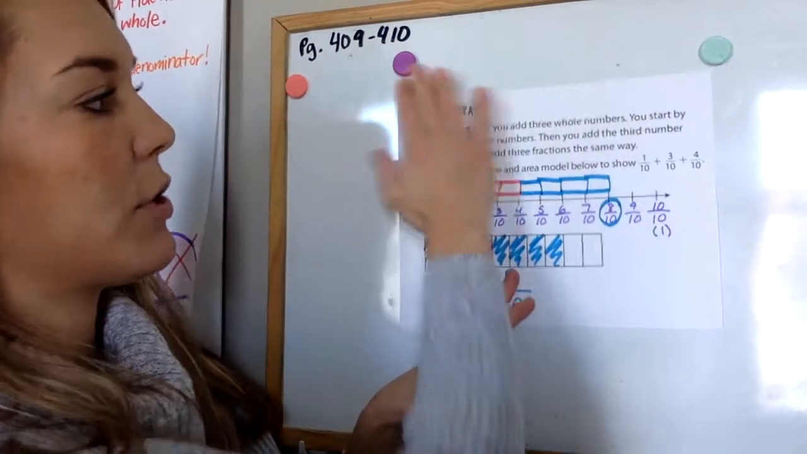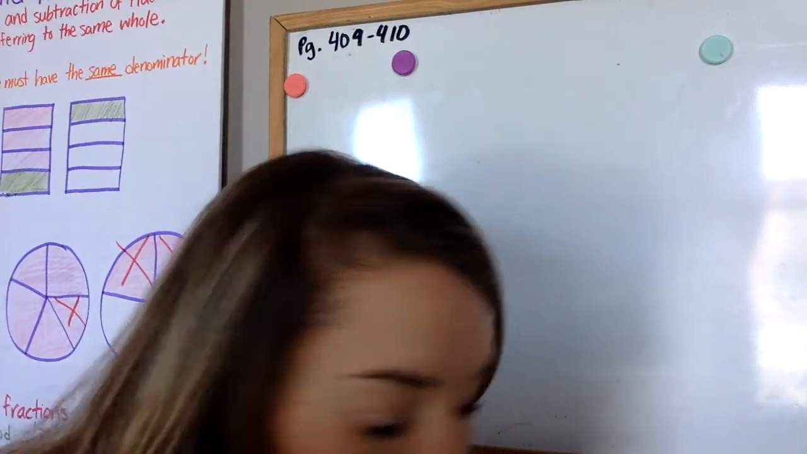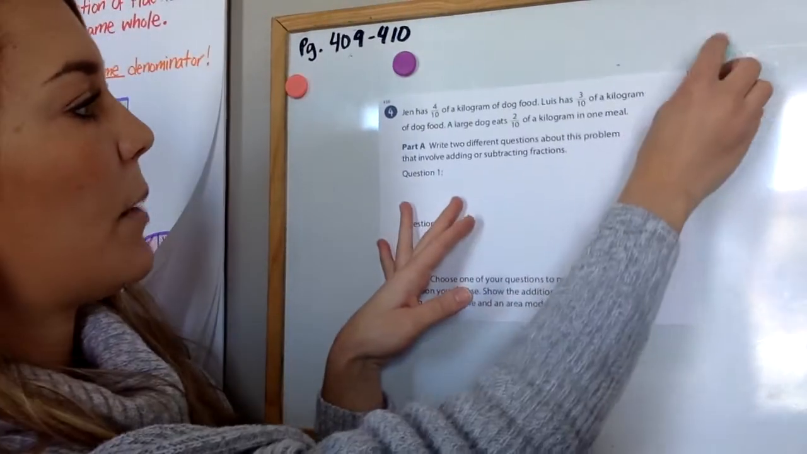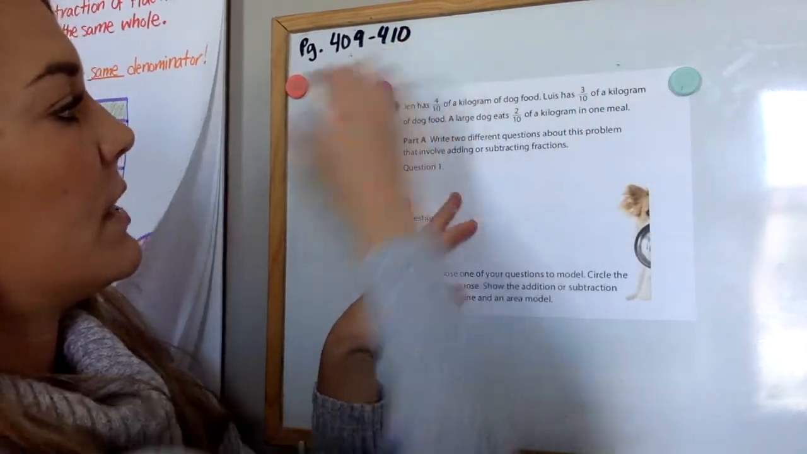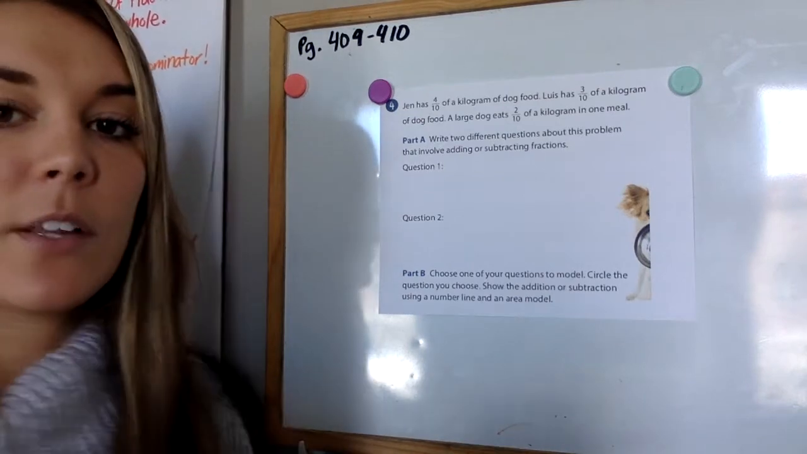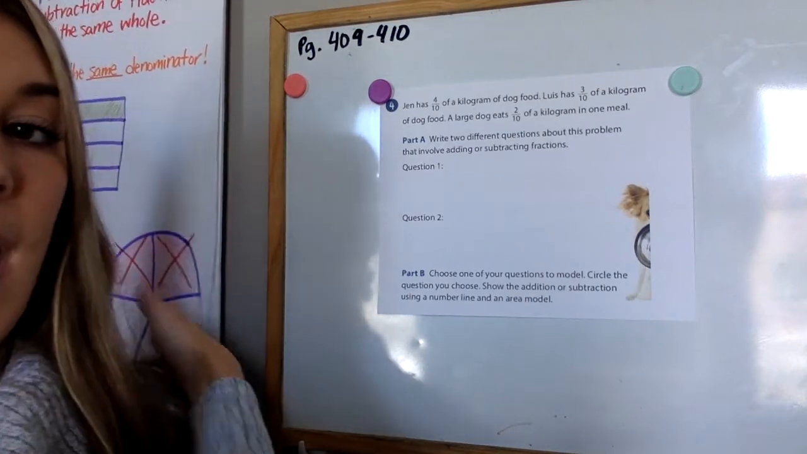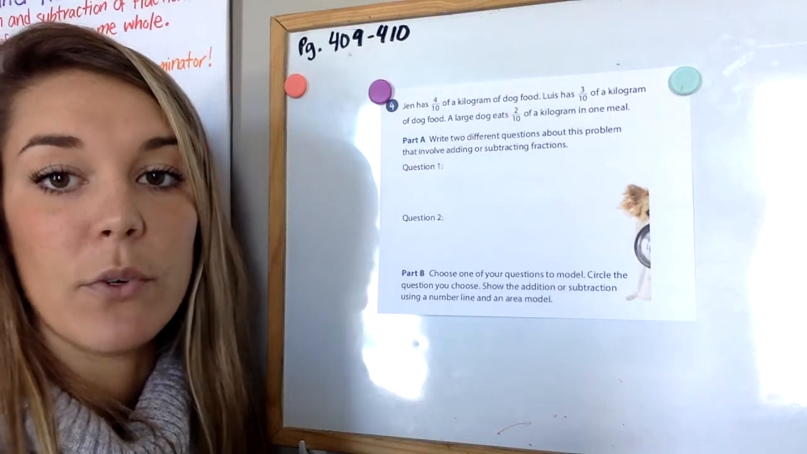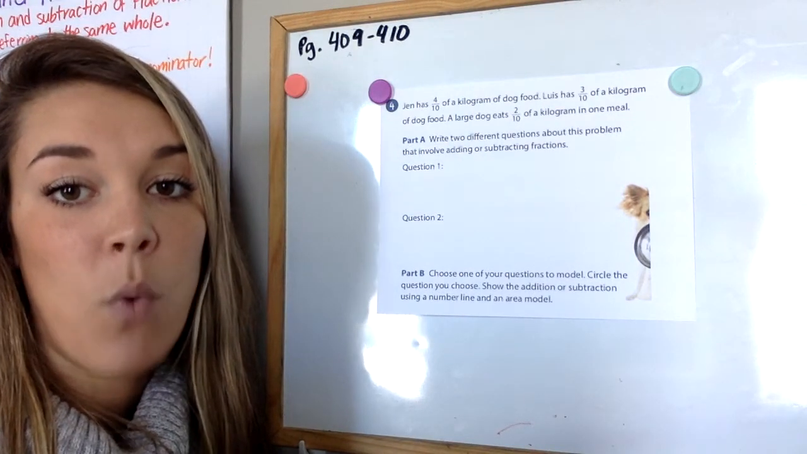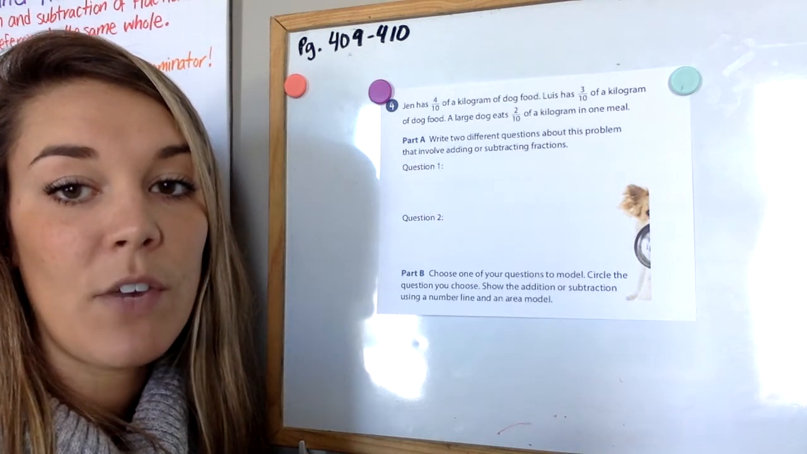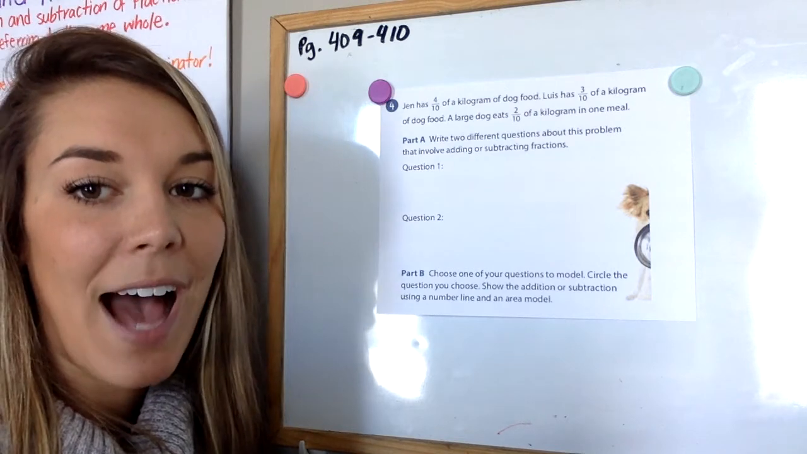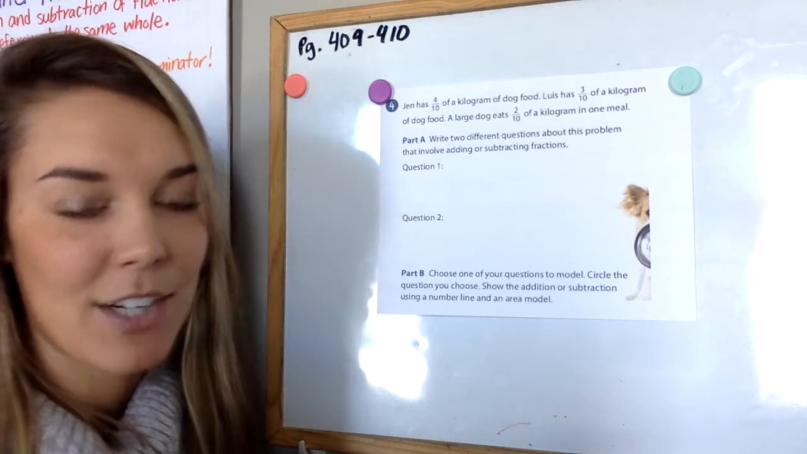Let's go to page 410. We're on problem 4. It says, Jen has 4/10 of a kilogram of dog food. Lewis has 3/10 of a kilogram of dog food. A large dog eats 2/10 of a kilogram in one meal. Write 2 different questions about this problem that involve adding and subtracting fractions.